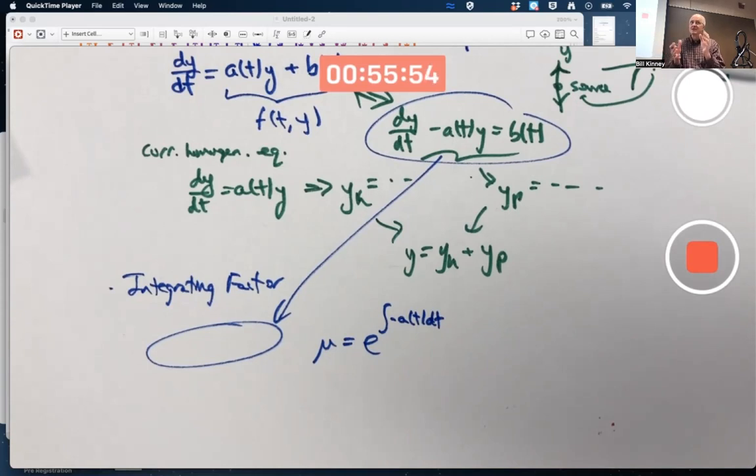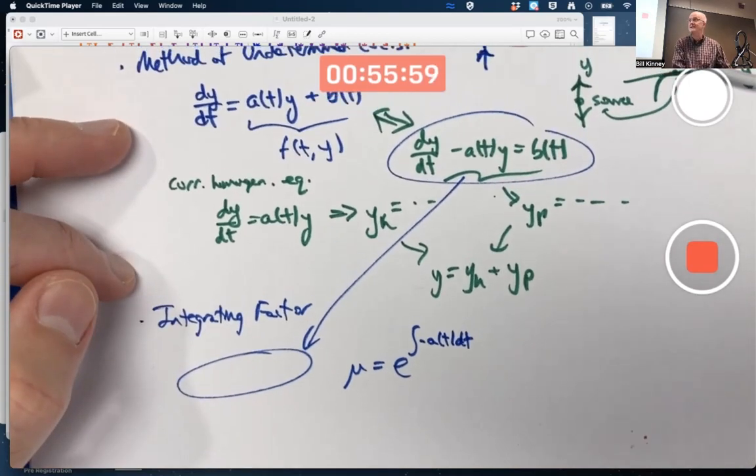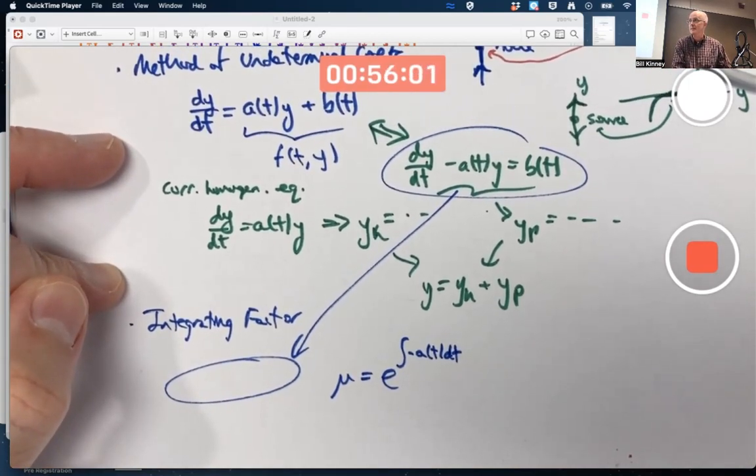You integrate, solve for y. You might want to, in some cases, solve it both ways and see that you get the same answer. That'll be good practice.